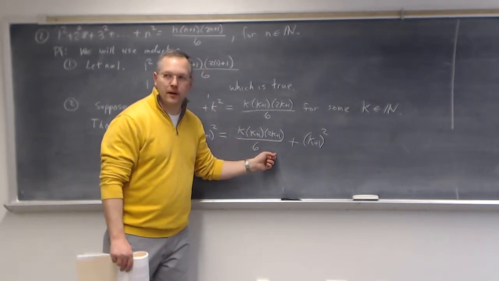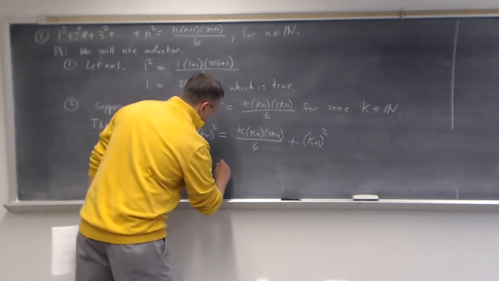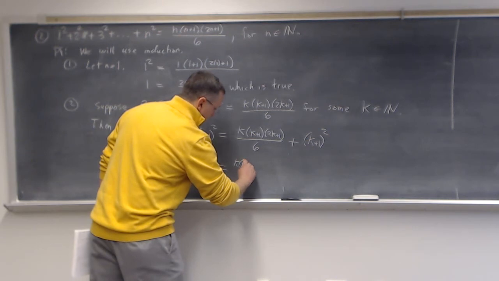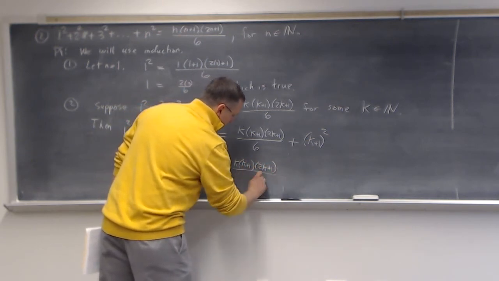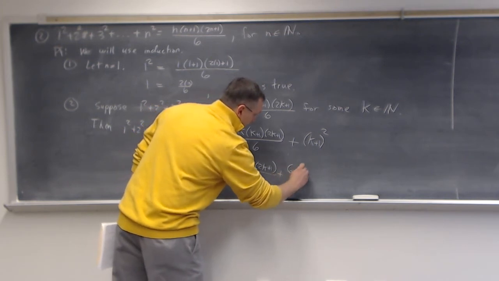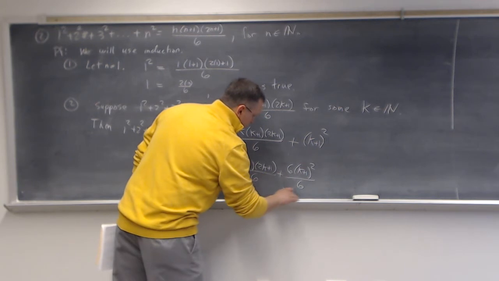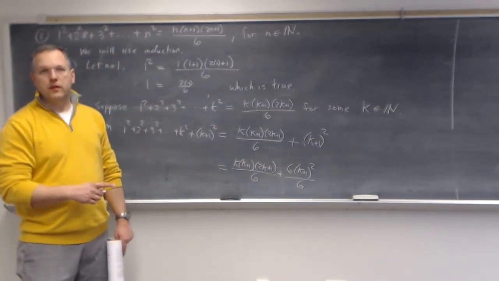I'm going to get a common denominator here. So I'm just going to have a long chain of equal signs. So it's going to be k times k plus 1 times 2k plus 1 over 6 plus 6 times k plus 1, the quantity squared, over 6. Okay, just getting a common denominator.